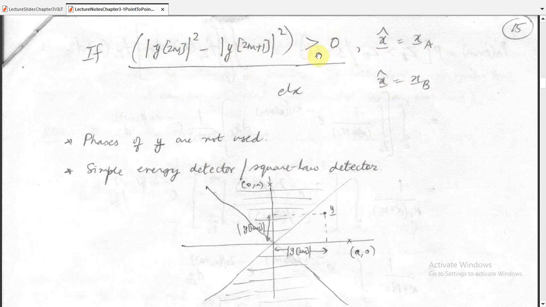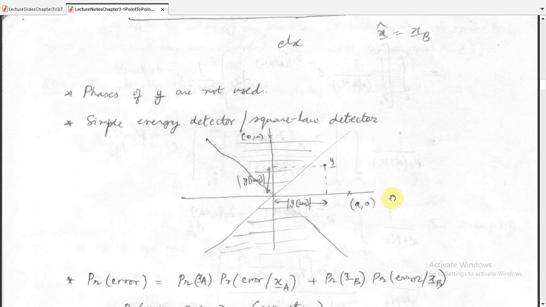So as I told you before, the detector we have to make does not have any information about the phase of the received symbol Y. So in this equation there is no phase information used. Just the amplitude square values at two sample intervals are compared. This simple rule is also called an energy detector or square law detector.